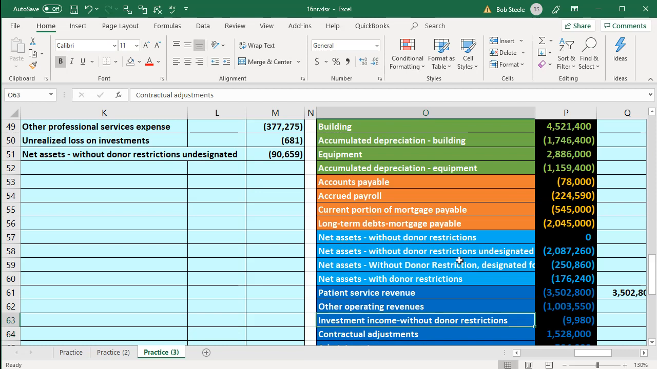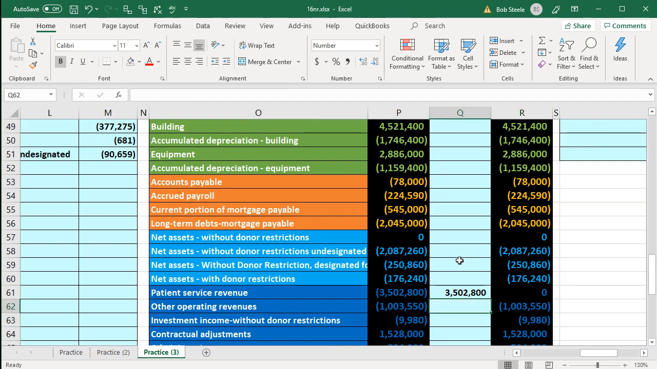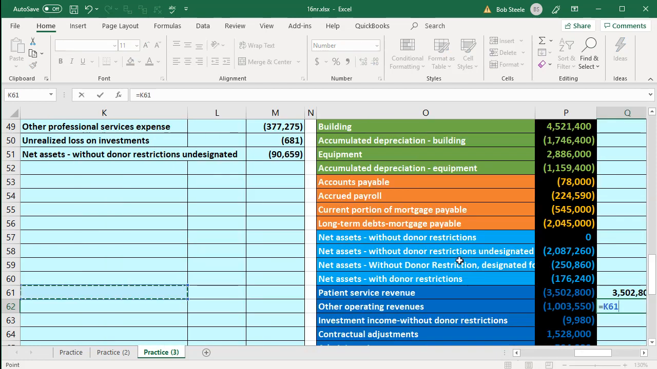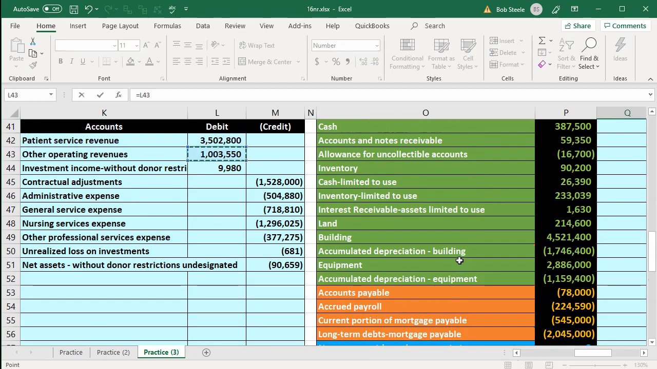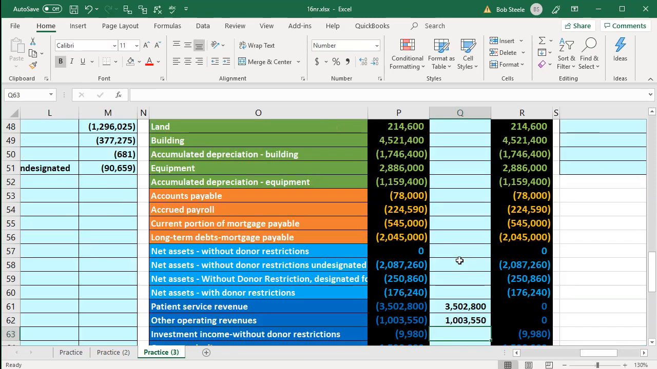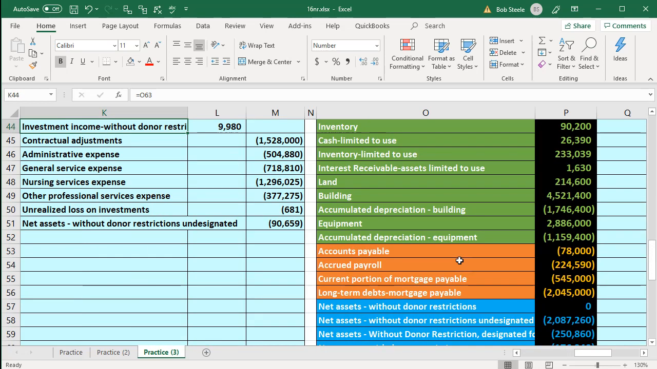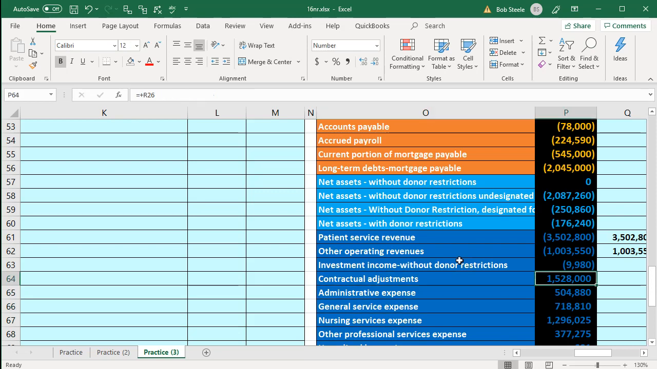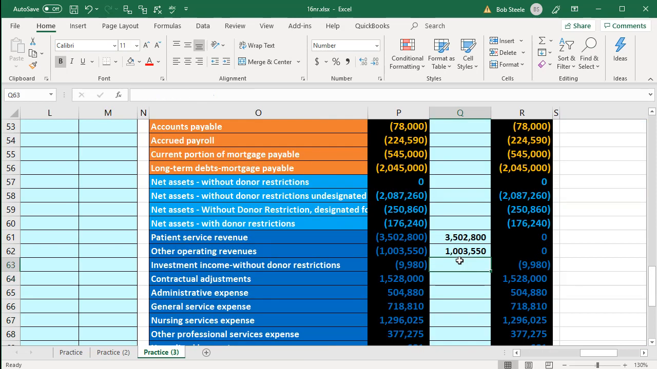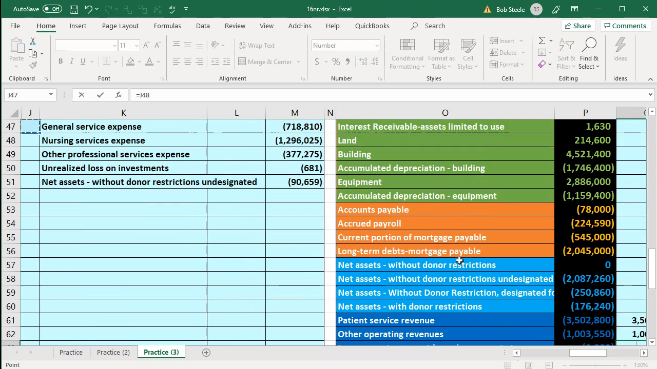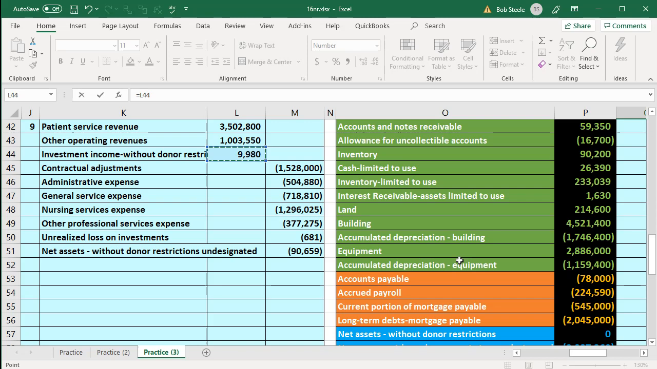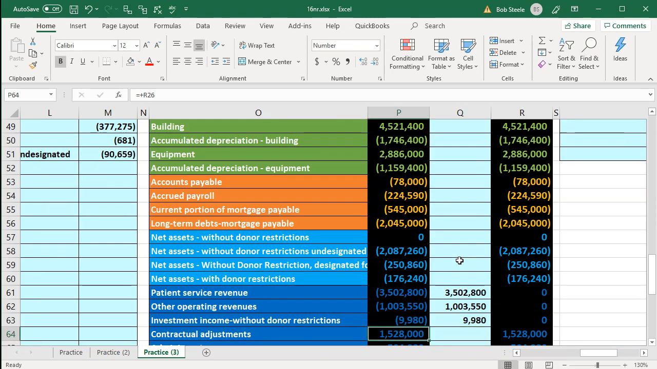Scrolling back down, the other operating revenues, that's going to be in cell Q62 equals, and we'll scroll back up and pick up the other operating revenues, the $1,003,555, bringing it down to 0. That, of course, being our objective. Then we're going to go to the investment income without donor restrictions. We are here in investment income without donor restrictions, Q63 equals, scrolling back up to the investment income without donor restrictions, the 9,980 and enter.